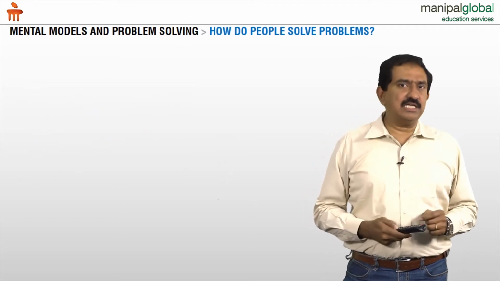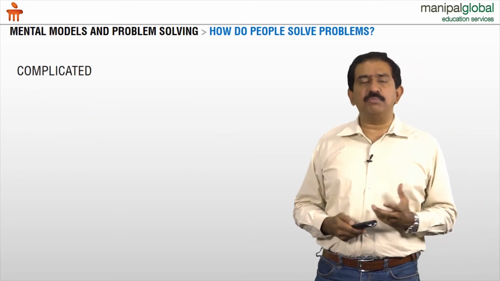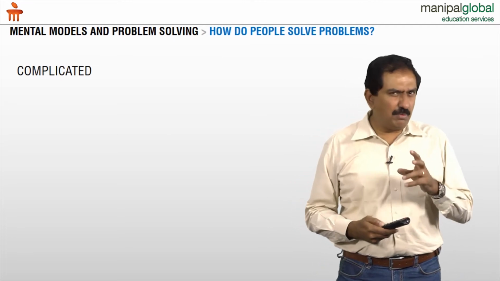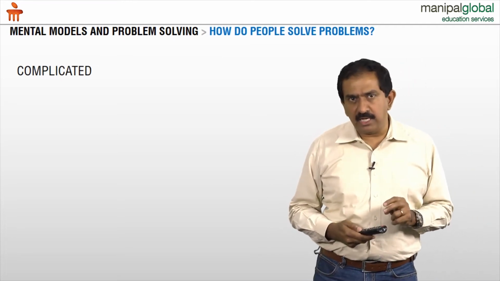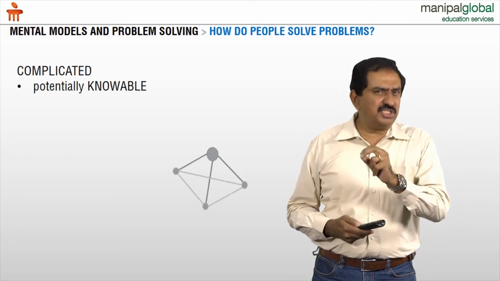The last category of problems is what's called the complicated problem. In a complicated problem, in difference to a complex problem, the solution is potentially knowable.